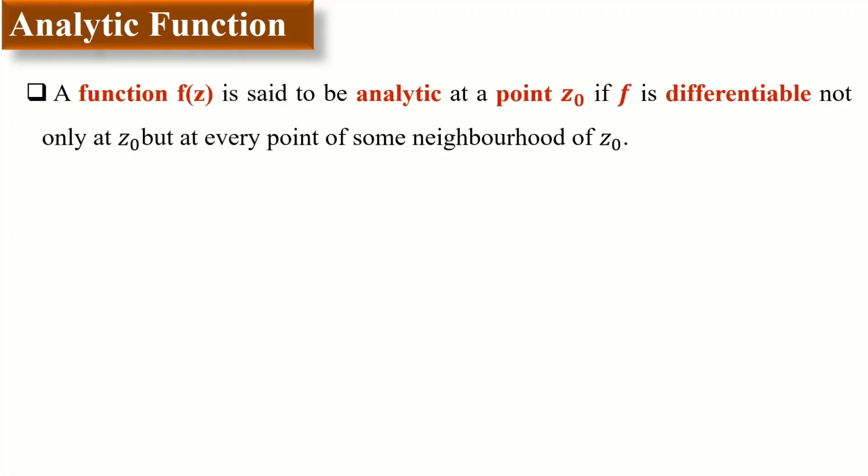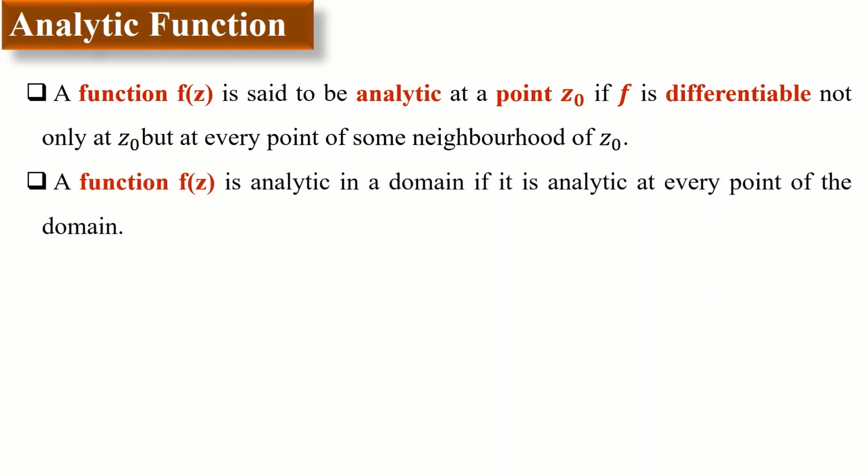So what is analytic function? A function f(z) is said to be analytic at the point z equal to z0 if the function f is differentiable not only at z0 but at every point in some neighborhood of z0. It means a function should be differentiable not only at a single point but in its neighborhood also. So if a function is analytic in the domain, then it is said to be analytic at each and every point in the domain.